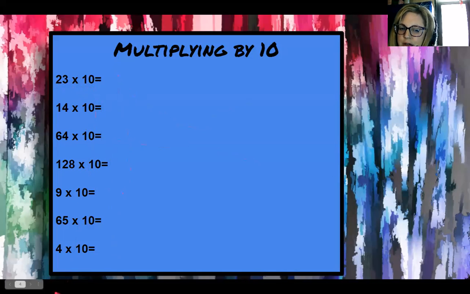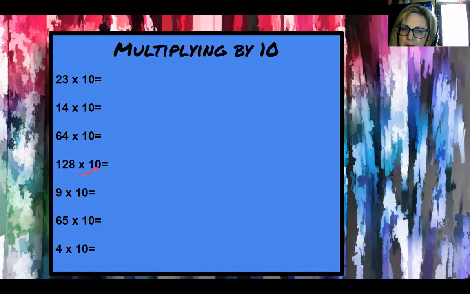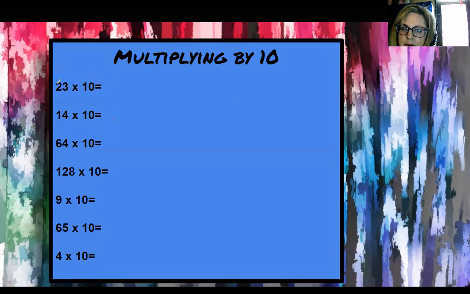One quick trick that you can do with this is you can just take the 23, take this, move it to the answer. And since we're multiplying by 10, 10 has 1 zero, and I just add a 0 at the end. So the answer would be 230.